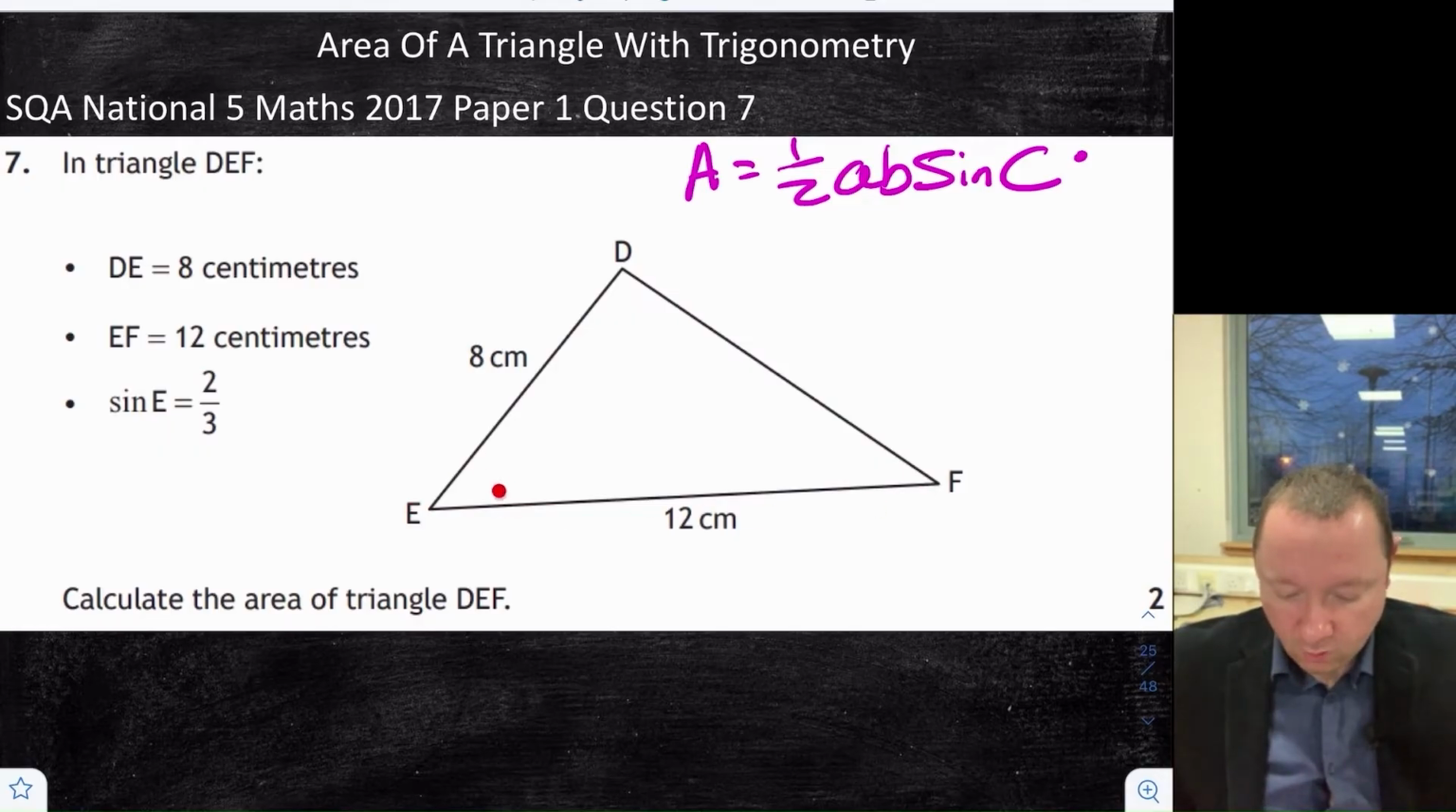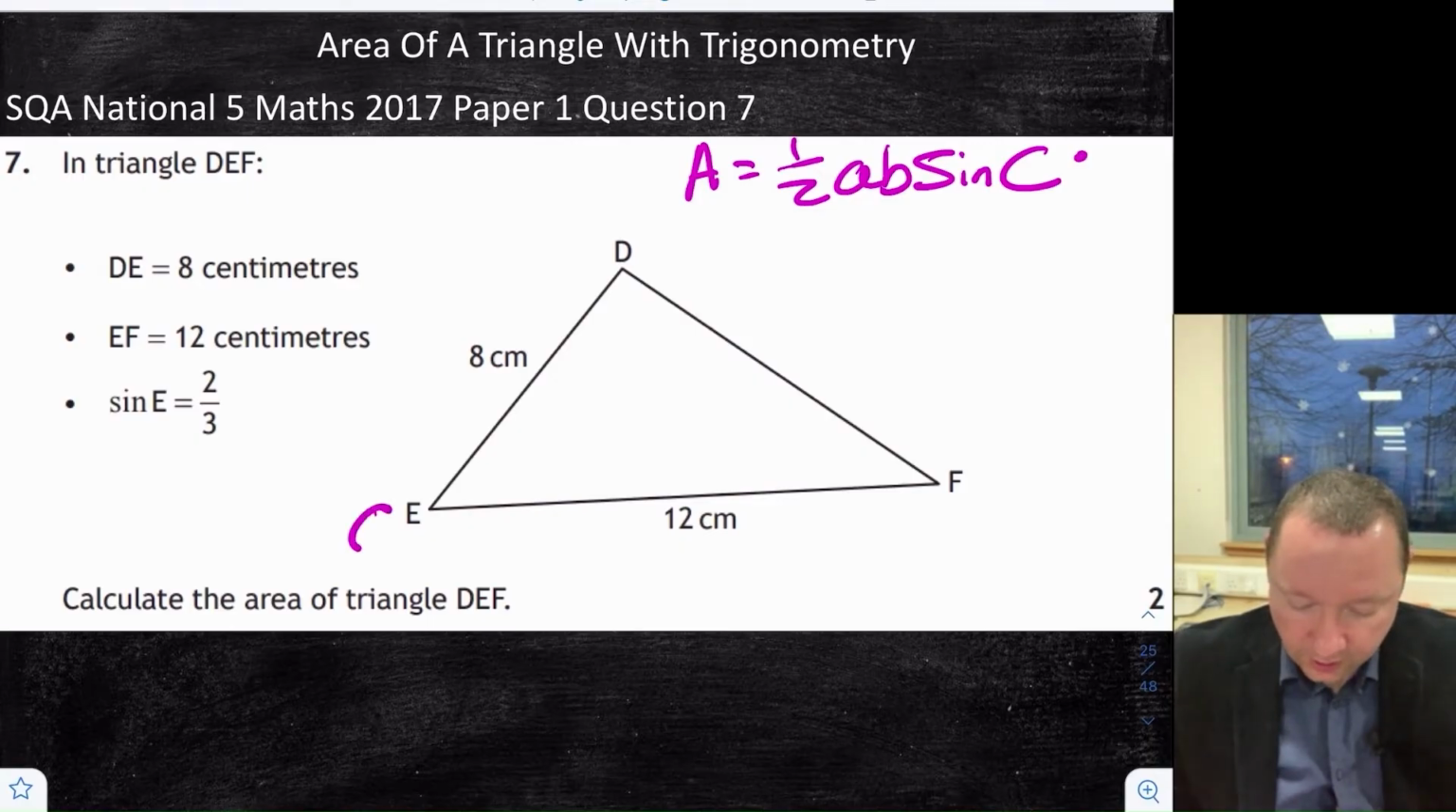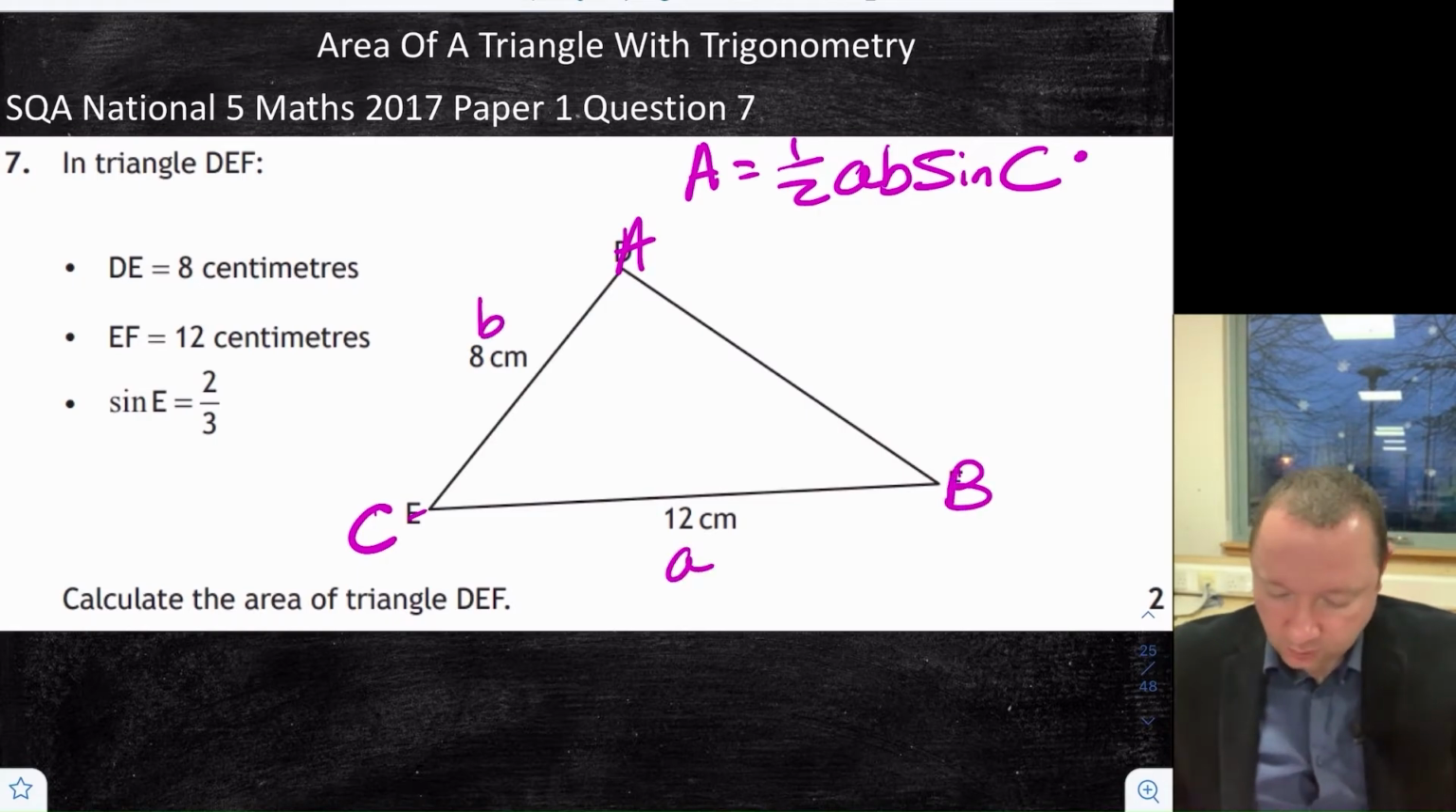So that angle is always our C. So if I want to relabel it, I could call that C, and then that could be A, and that could be B, to give me my little a and my little b here. Well, it's just a substitution.